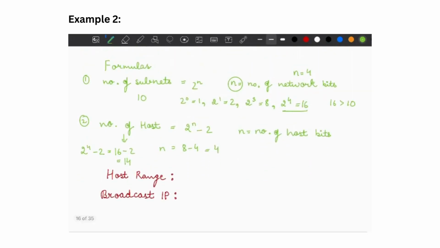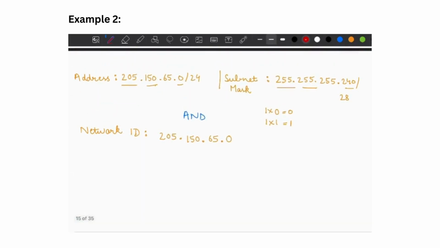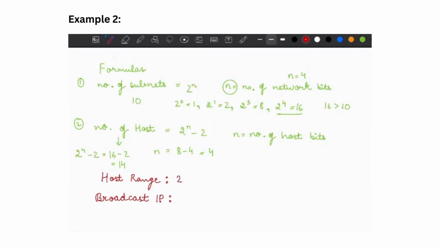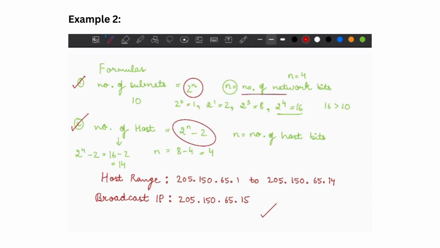Then the host range will start from what? 205.150 dot same as network bit 65, and it will start from 1. So number of hosts are 14, so it will go on up to dot 14. And the broadcast IP, what is it going to be? Yes, you guessed it right, it's 205.150.65.15. So remember to keep these formulas in your mind, 2 raised to the power n and 2 raised to n minus 2, where n are different for both the formulas.